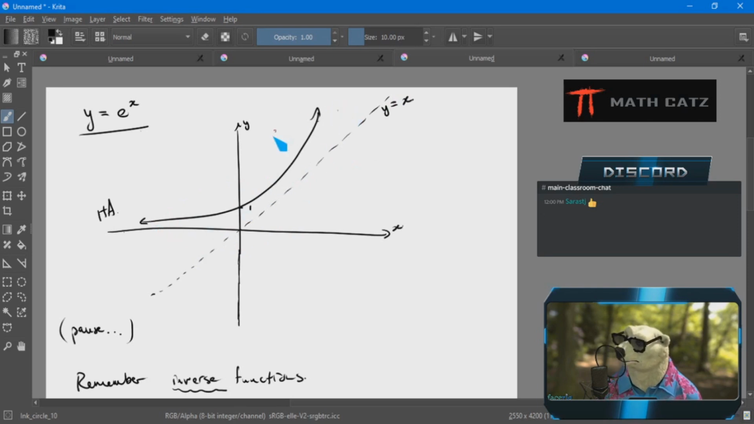There's a graph, which means I can reflect it in this line. What is that reflection going to look like? Can you visualize that reflection? Can you see it when I flip it in this dotted line? Hopefully you can. It's going to look like this.